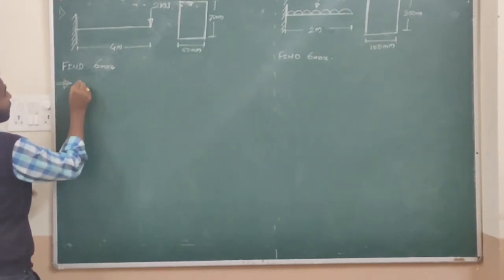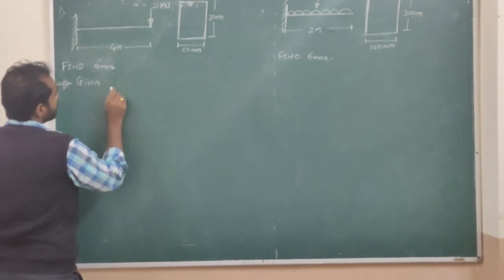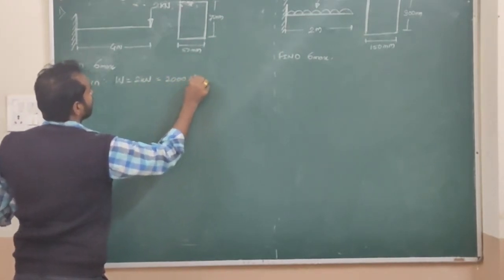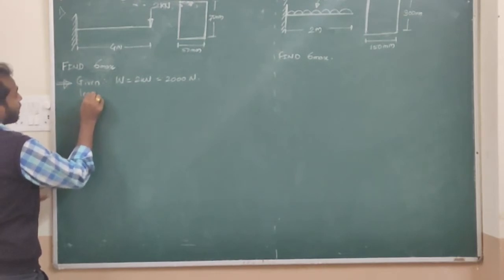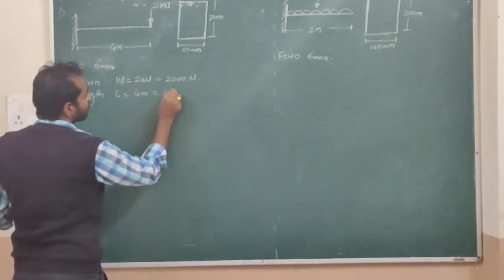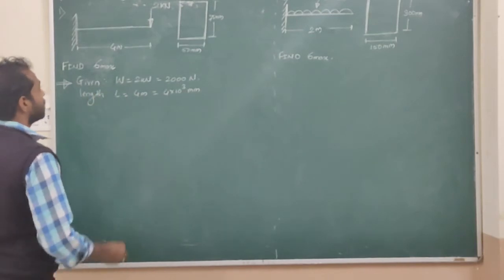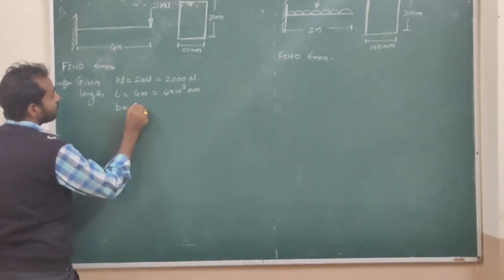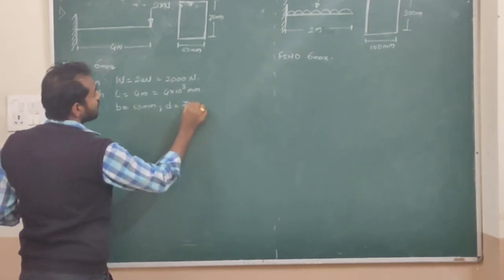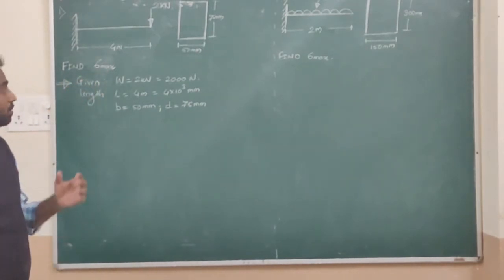So given: the load or force is given, so W is equals to 2 kilonewton, which is equals to 2000 newton. Okay, the length L is also given, the length L is 4 meter, which is equals to 4 into 10 raised to the power 3 mm. Other dimension, B is equals to 50 mm and the depth of beam D is equals to 75 mm. It is given in the numerical, and what we need to find out? We need to find out the maximum bending stresses.